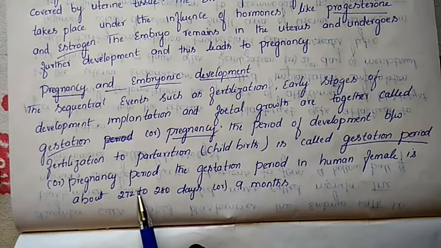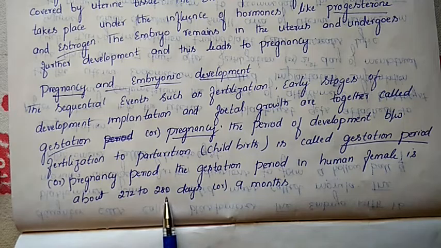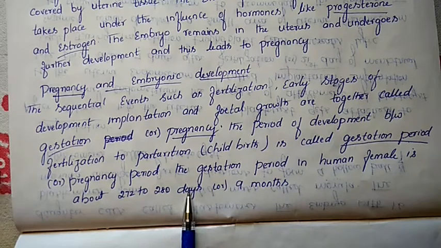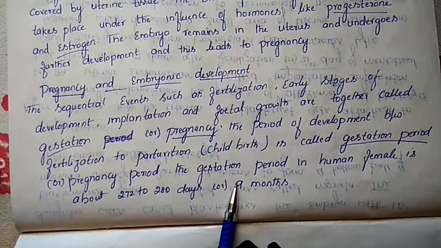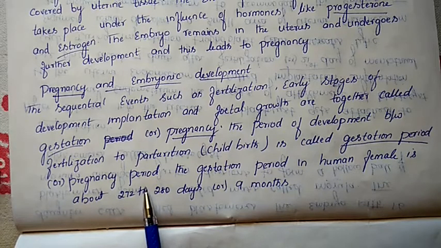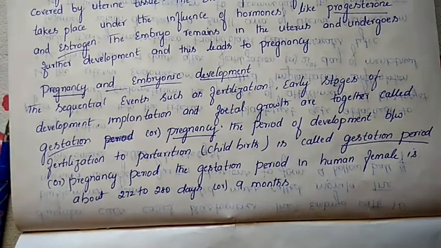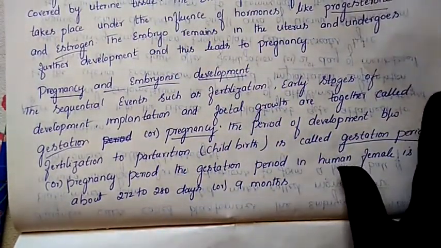So the gestation period in human beings is 272 to 280 days, or we can say 9 months. In months we get 9 months, and in days we get 270 to 280 days. Complete fertilization and development of the young one takes place inside the mother's body.